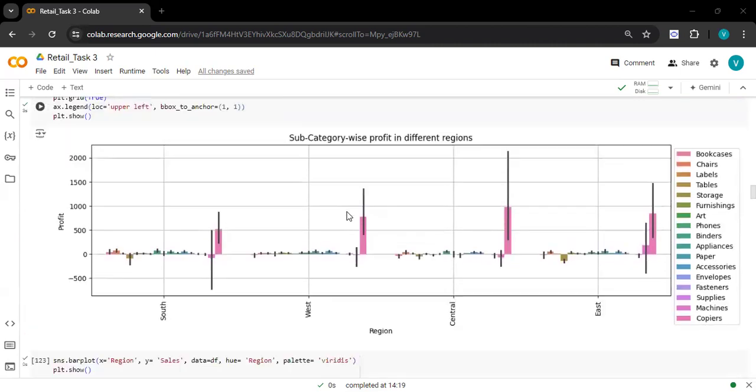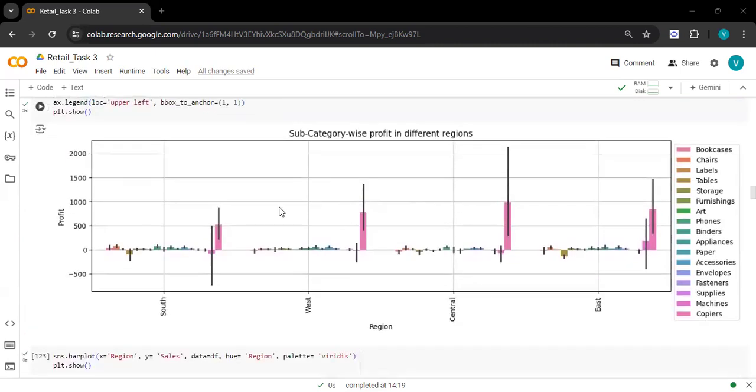This plot is between the sub-category and the profit. You can see that the copiers got more profit, and even though the machines got better sales, followed by the copiers, they got less profit.